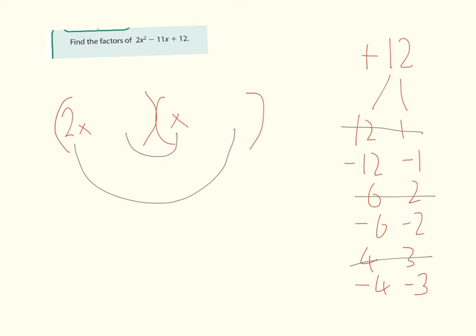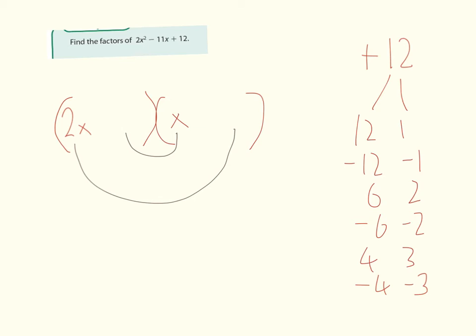Try minus 1 and minus 12 this time. Again, do your smiley face method. Minus 1 times x is minus 1x. 2x times minus 12 is minus 24x. Add them together, I get minus 25x. No, I don't want them either. So now we try our next ones.